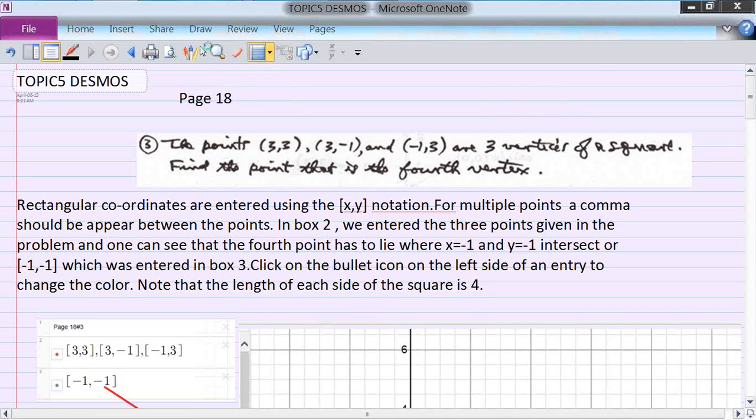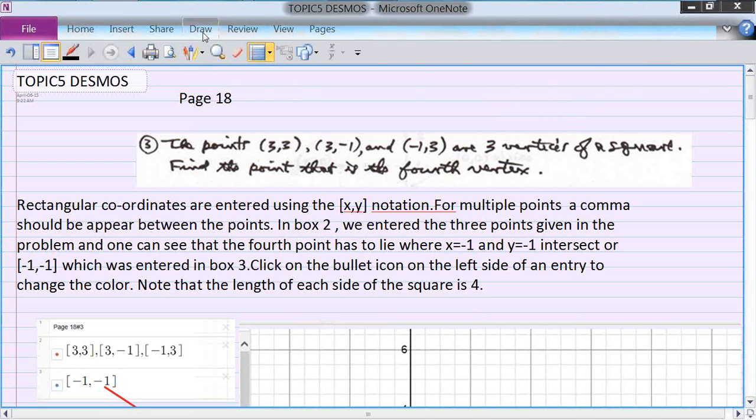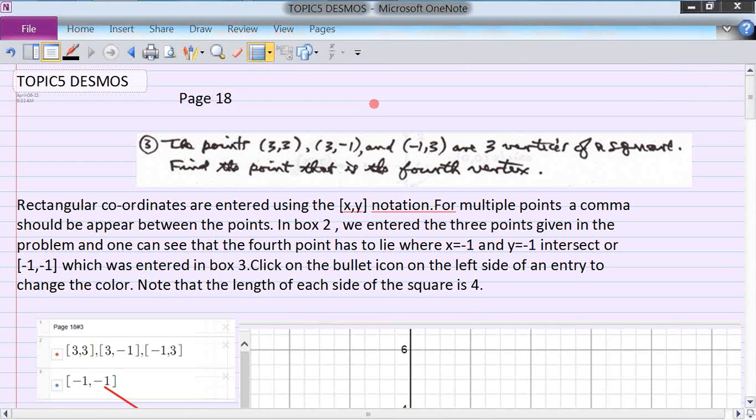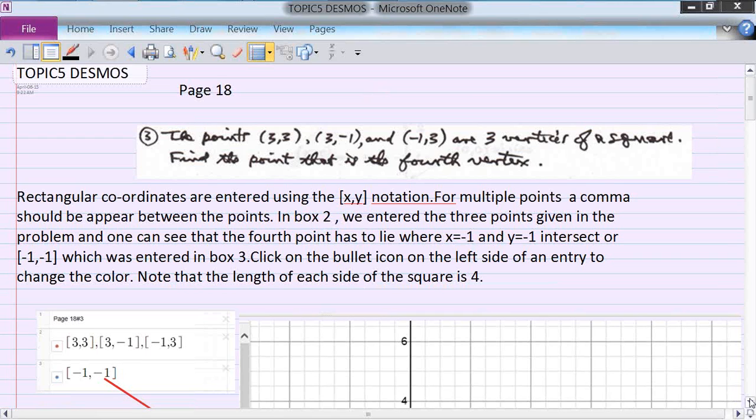So we're going to try and show how we would use Desmos on page 18, problems that we've already done. So just to see how we would use the software.